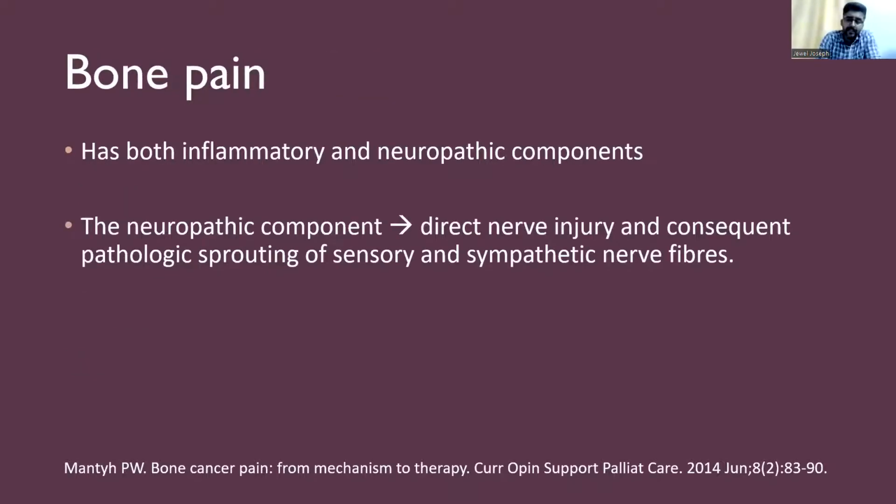So I'll just mention two specific things about bone pain. We usually put bone pain under somatic pain, but it usually has a neuropathic component as well. This is very evident in conditions like bone metastasis. The neuropathic component arises because whenever there is an injury or a tumor deposit in a bone, there will be some microfractures. It can cause direct nerve injury, and because of these microfractures, there will be pathological sprouting of sensory and sympathetic nerve fibers.